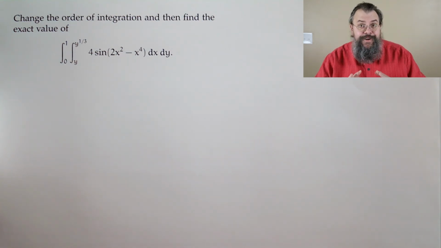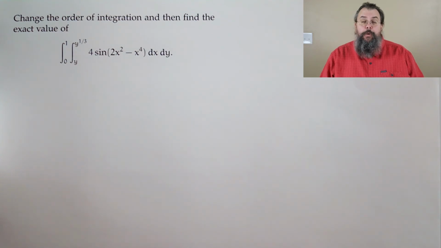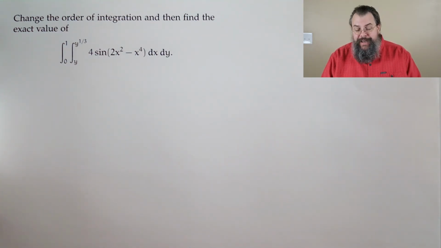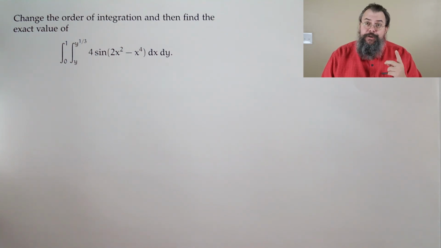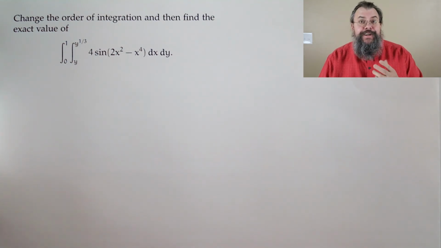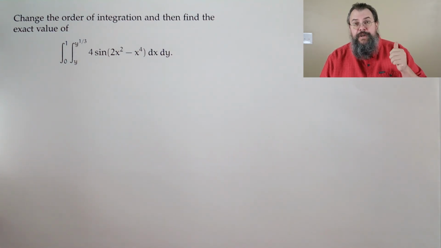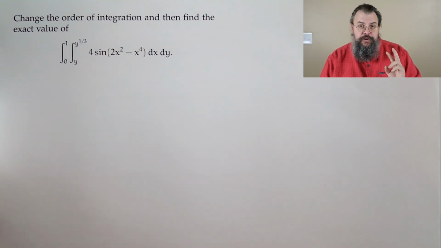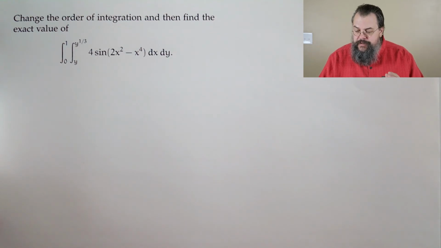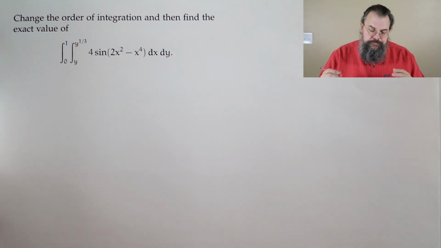Even if they hadn't told us to change the order of integration, we probably would have said, don't think we can integrate this with respect to x. But we could integrate it with respect to y. Let's change the order. The problems will kind of tell you if changing the order is good. The rule of thumb is if the integral becomes simpler to integrate with respect to one variable versus another, change the order. That's the mantra to have.